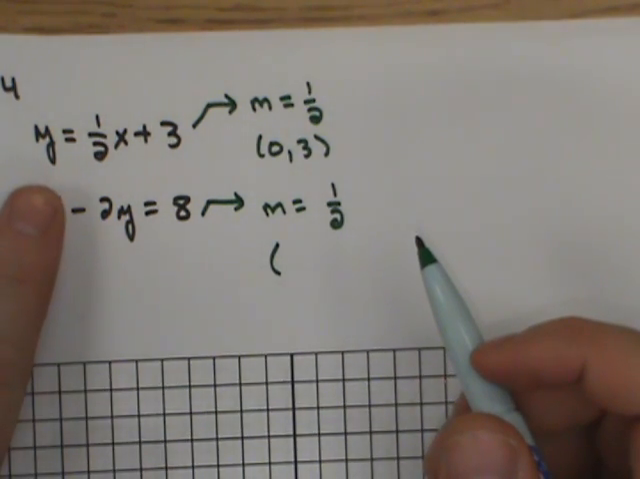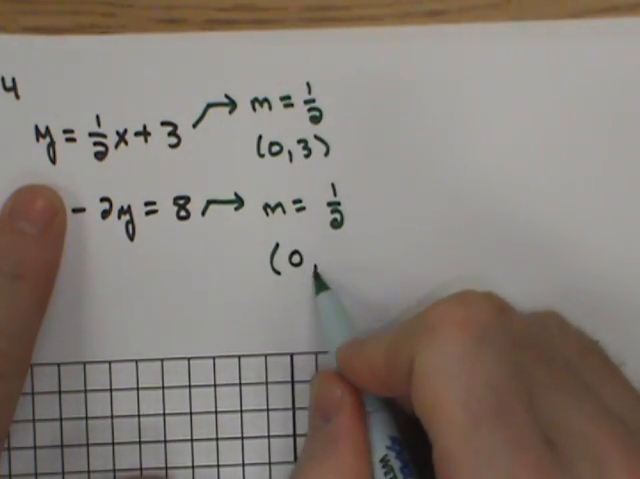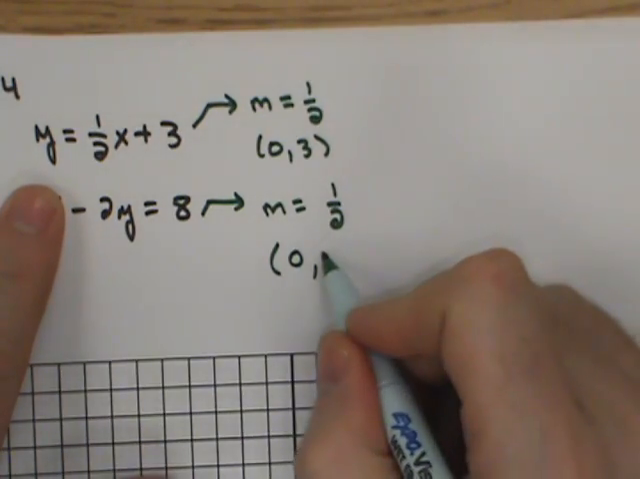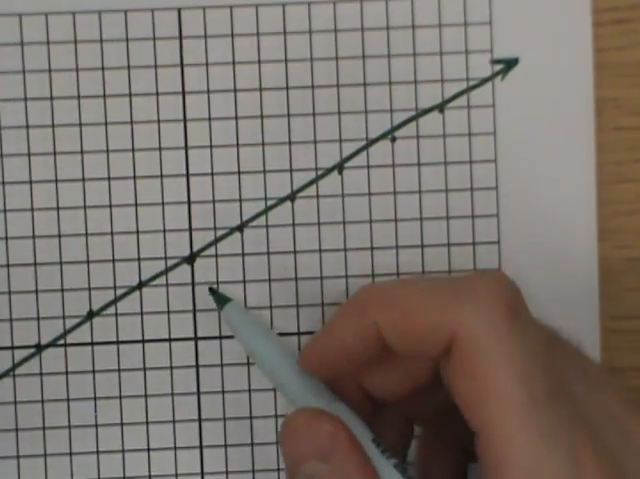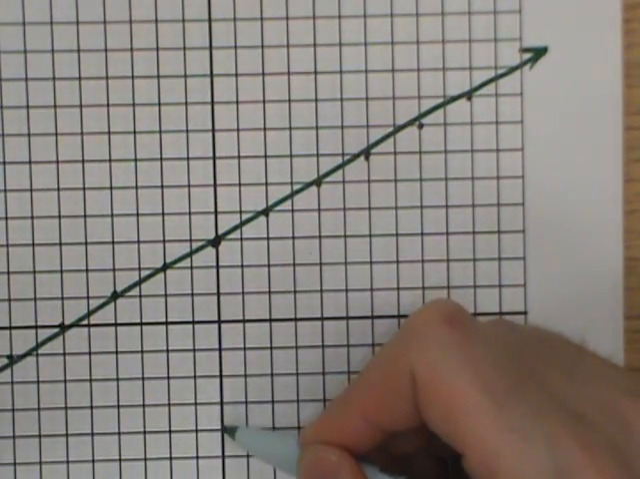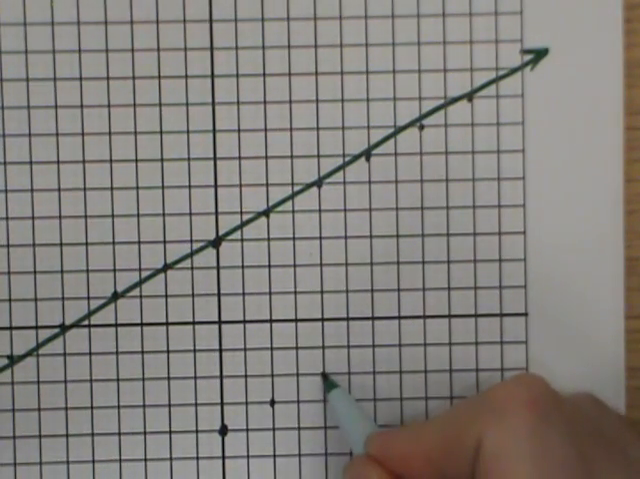If I plug 0 in for x and I solve this, I get -4. So I put 0 in for x, I'm finding the y-intercept. I get -4 for my y. Now that tells me, as I graph this, I go down 1, 2, 3, 4 units, and it follows that same slope of up 1, right 2, up 1, right 2.